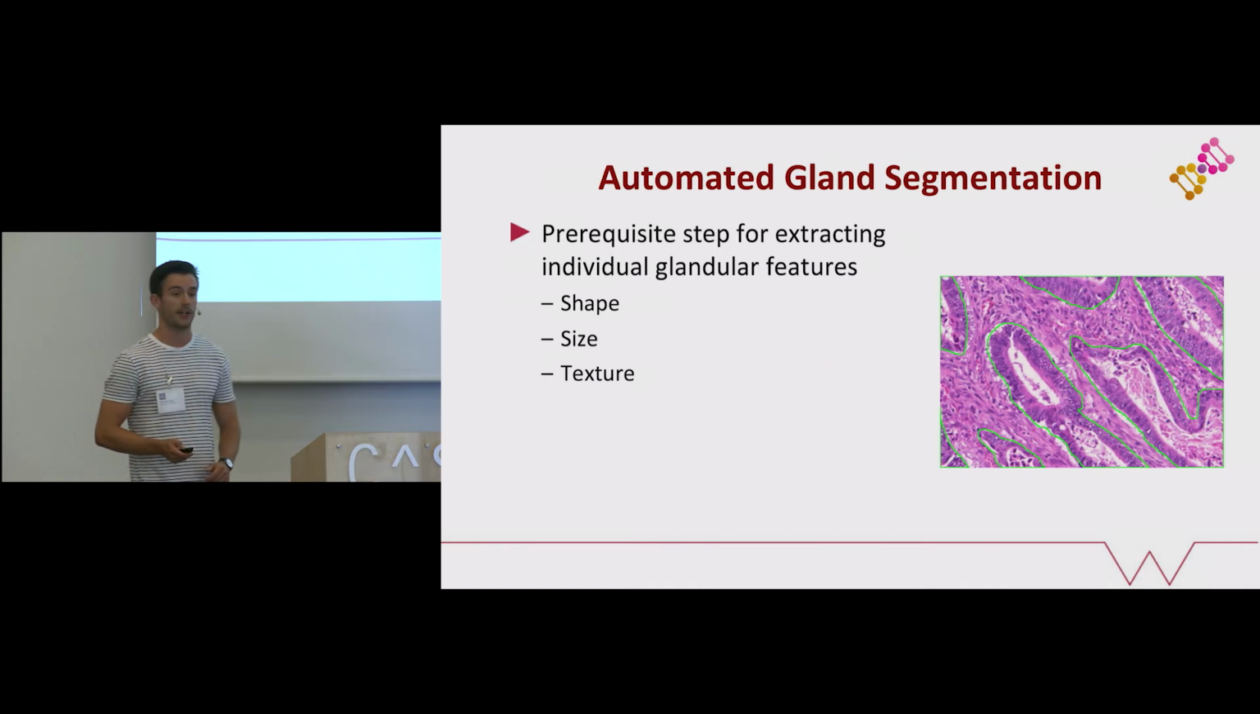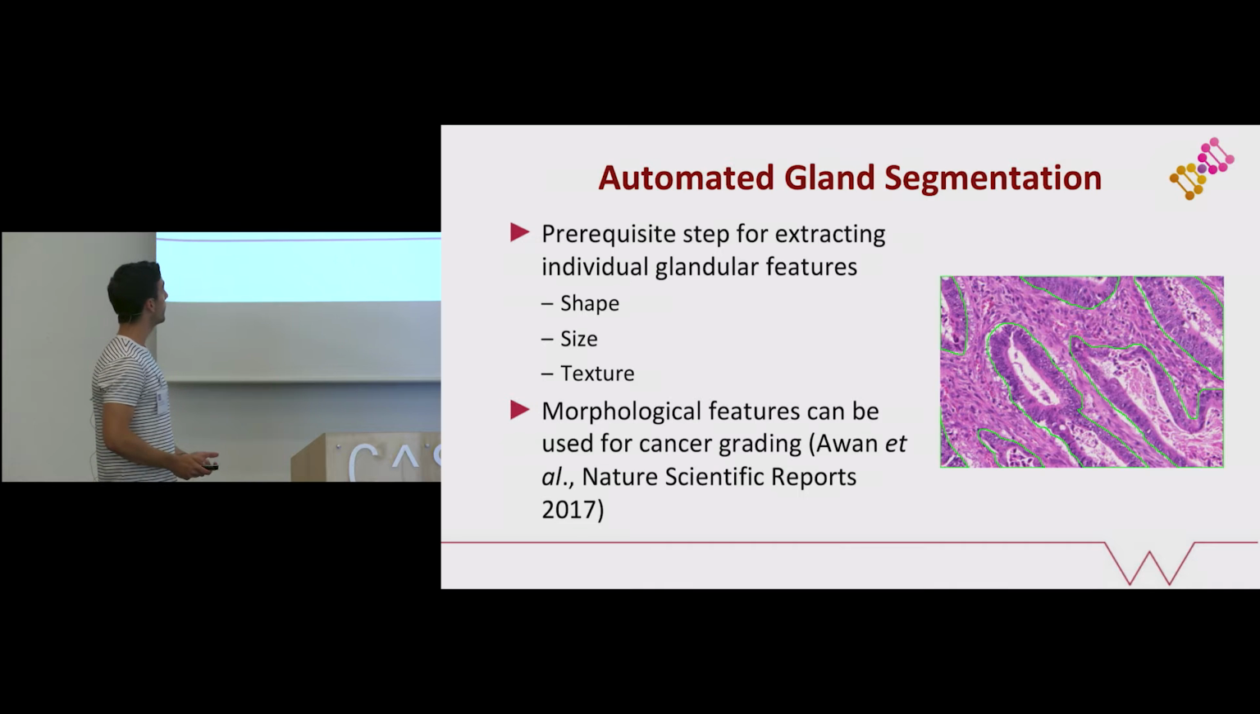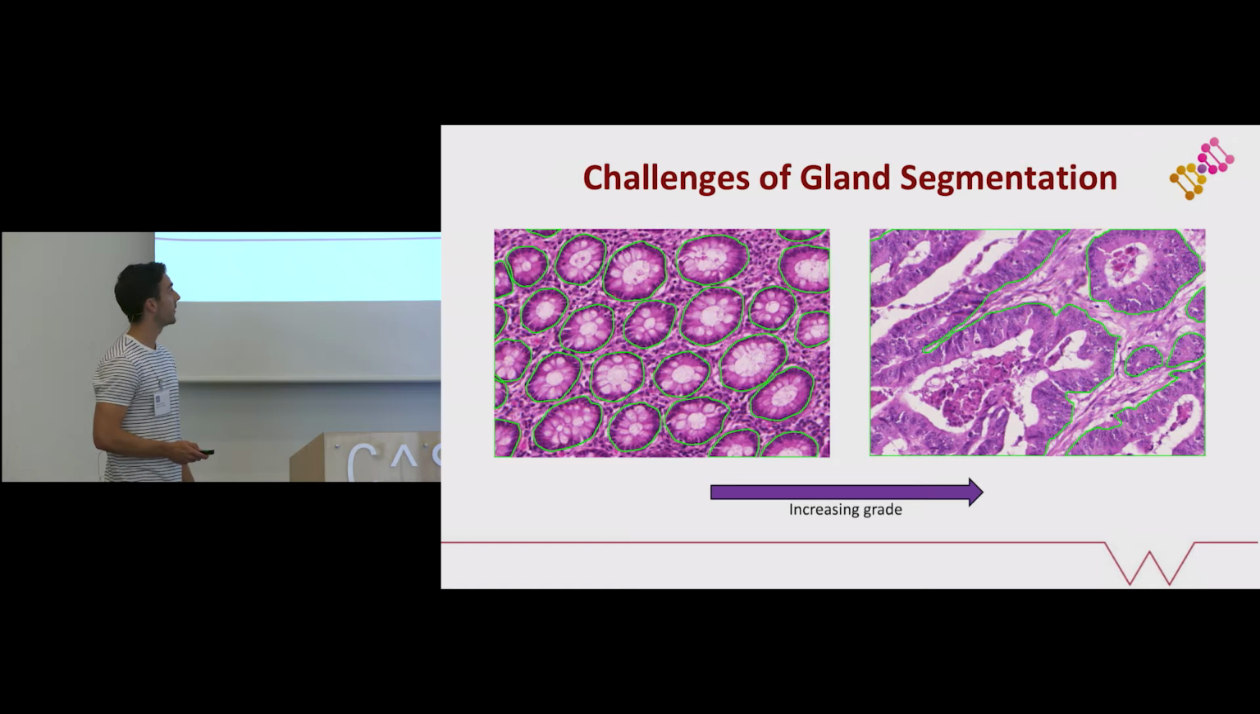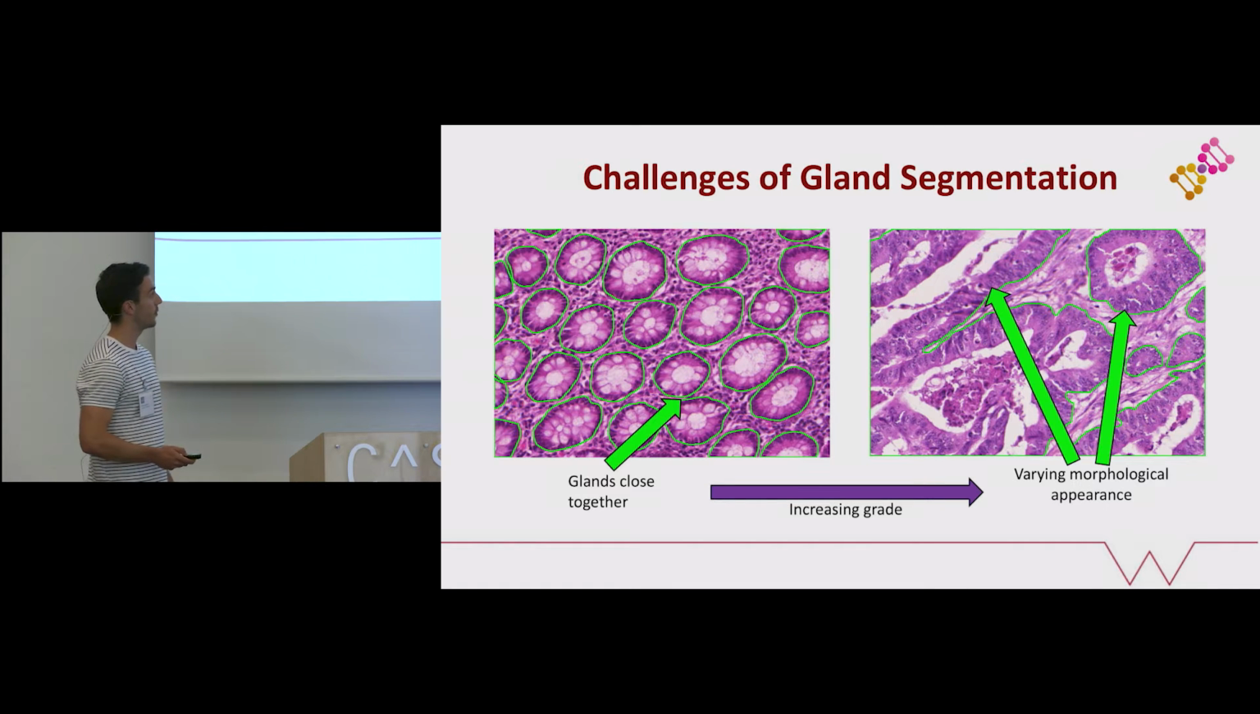So this gland segmentation is a vital prerequisite step if we want to extract any kind of features from these glands, for example, the shape, the size, and textural features. One example of what we can do: if we can segment the glands within the histology images, we've shown within our lab that we can then extract some morphological features, and these features can be indicative of the grade of colon cancer. However, even though this task is of importance, it remains a challenge because glands can be clustered together, and glands vary in their shape and size, and therefore it can be hard to segment these glands. So here we have two images. On the left-hand side, we have glands that are clustered together, and on the right-hand side, with increasing grade of cancer, there is a lot of variation in the morphological appearance.